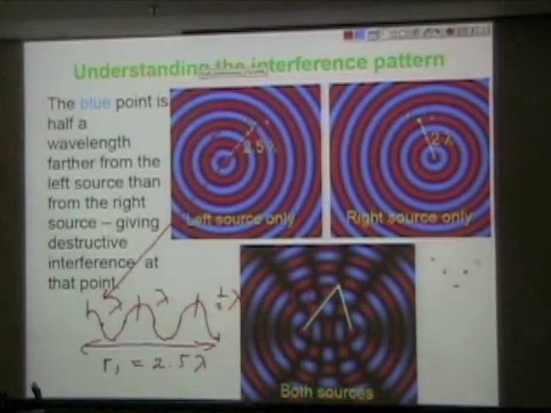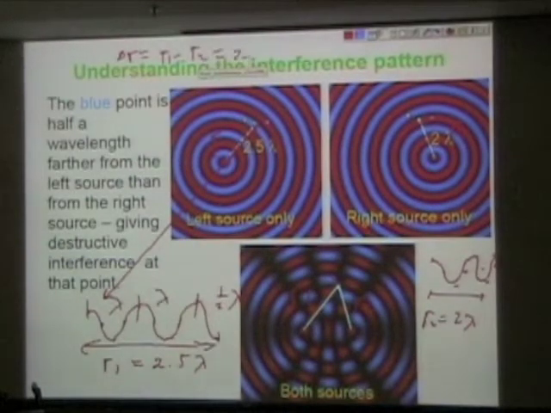Alright. Okay. So this looks like this. One wavelength, two wavelengths. So this distance, R2, equals 2 lambda. So if you want to calculate the path length difference, what do you do? You have to subtract, delta R is larger minus smaller, 2.5 minus 2, 1/2 of lambda. This is the path length difference.